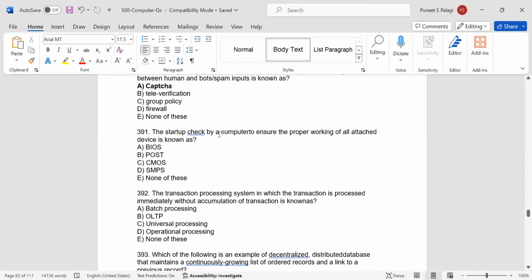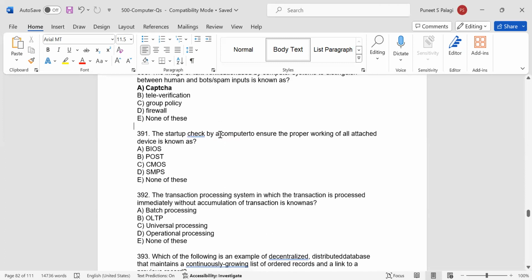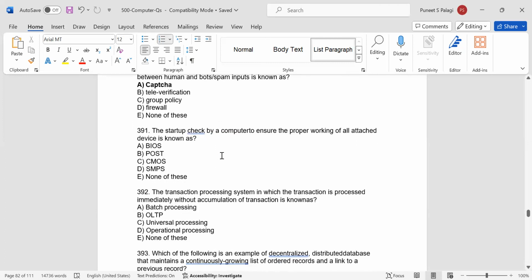The startup check by a computer to ensure the proper working of all attached devices is known as BIOS, POST, CMOS, SMPS. The startup check by a computer to ensure the proper working of all attached devices is known as BIOS, POST, CMOS, SMPS. POST.